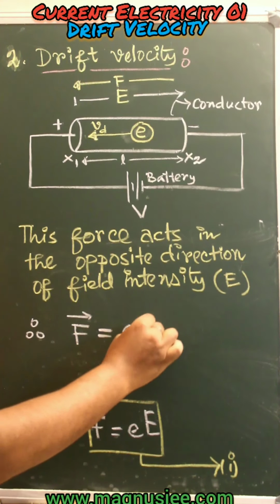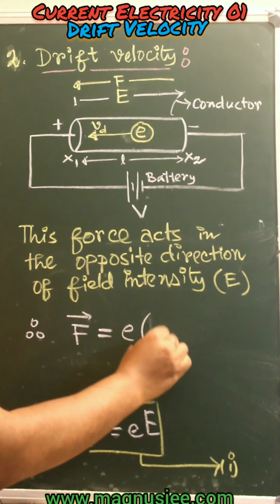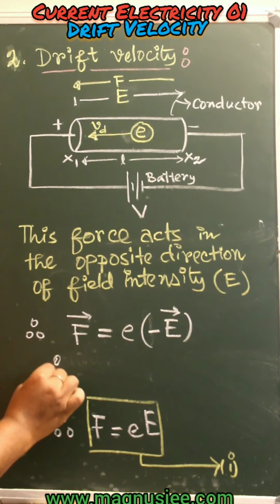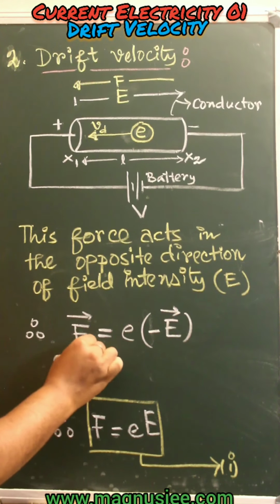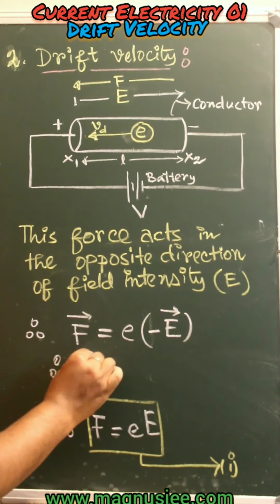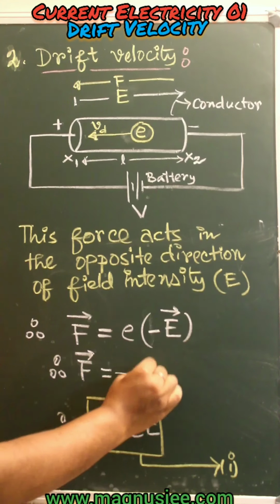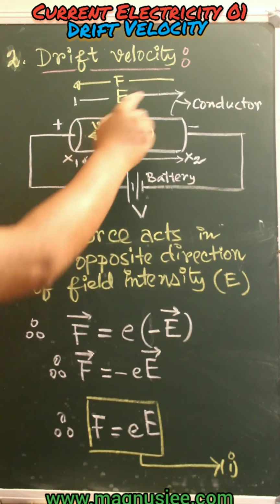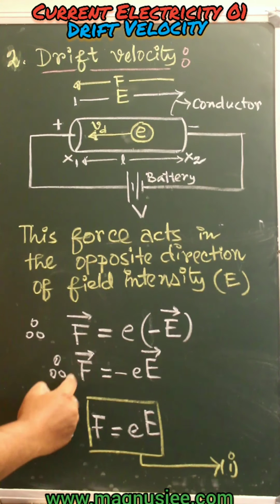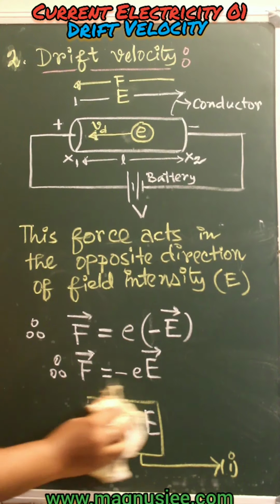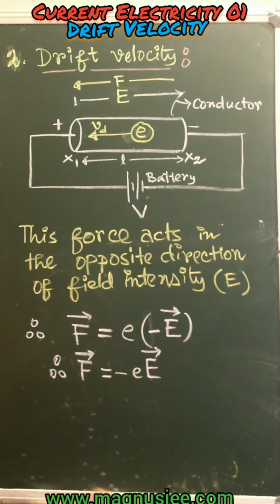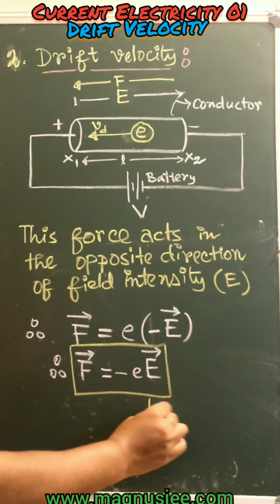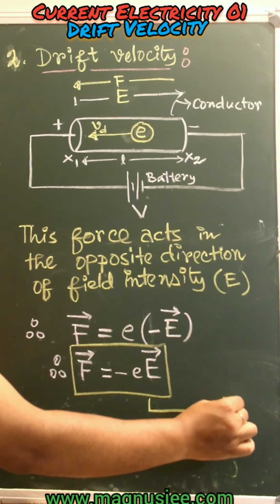Therefore, the vector expression of this force is vector F equal to small e times minus vector E. So vector F equal to minus e vector E. There is no dot, no cross between small e and capital E. Vector E acts towards right and vector F acts towards left. The negative sign indicates that force F acts in the opposite direction of field intensity E. This is equation 1.